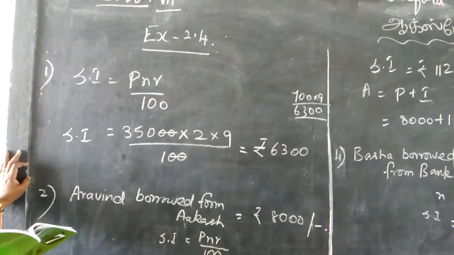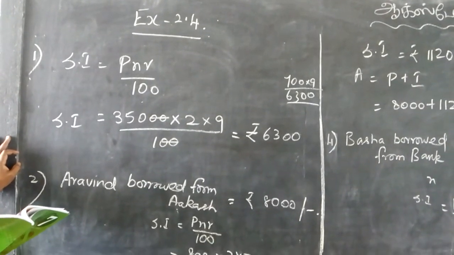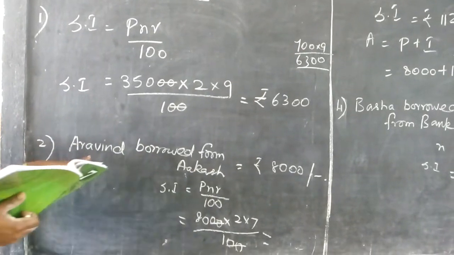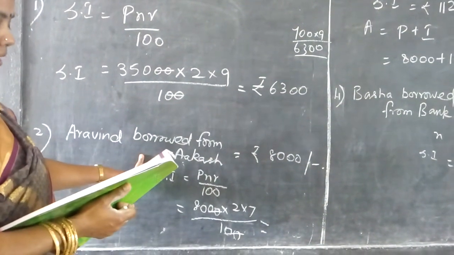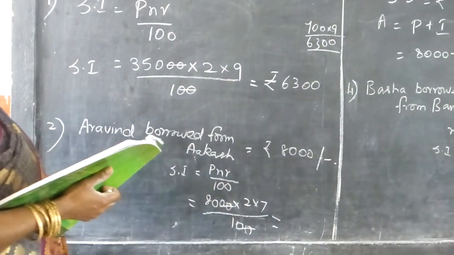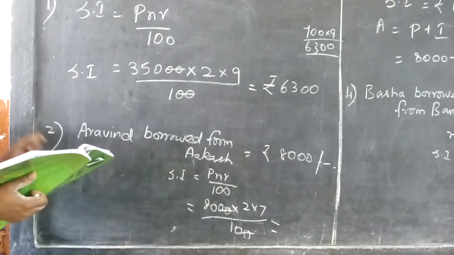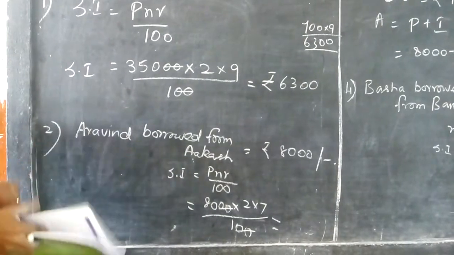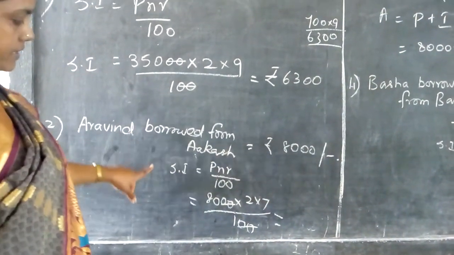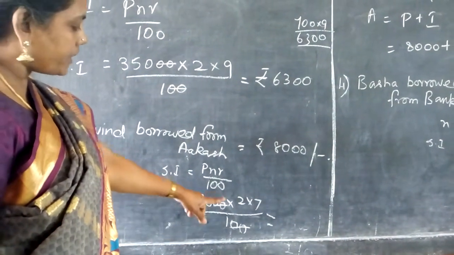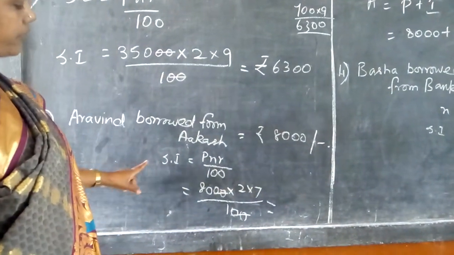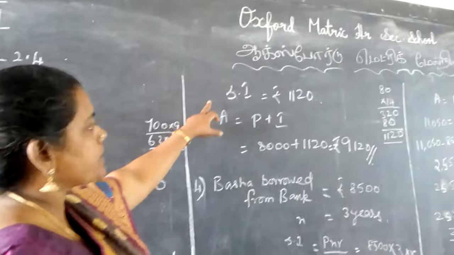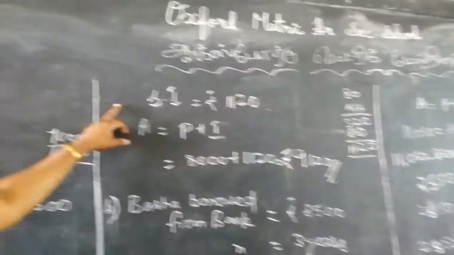Now the second question: Aravind borrowed a sum of rupees 8,000 from Akash at 7% per annum. Find the interest and the amount to be paid at the end of 2 years. So he borrowed rupees 8,000, and the rate of interest is given as 7%. You should find out the interest first. So 8,000 into 2 into 7 by 100. By the help of that we are able to find the simple interest, which is rupees 1,120.